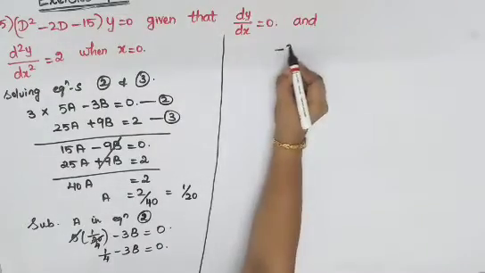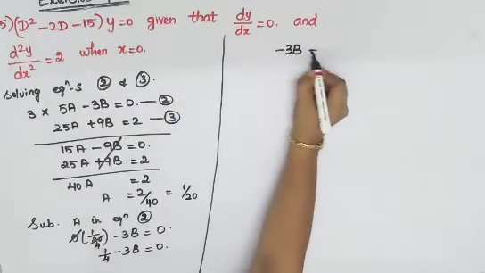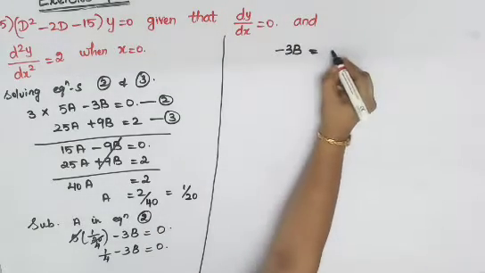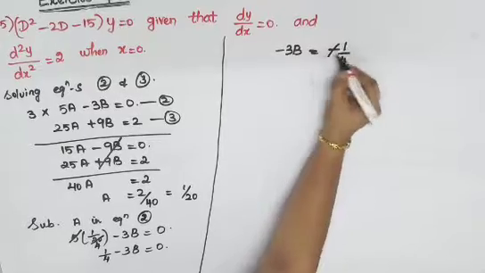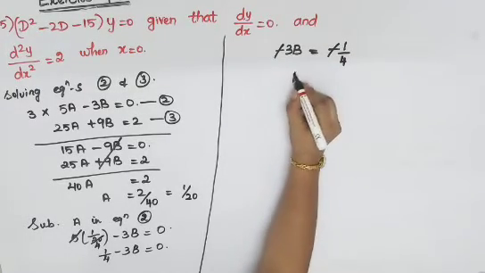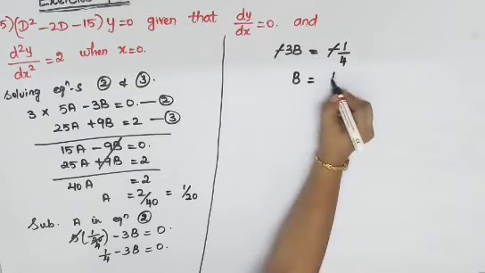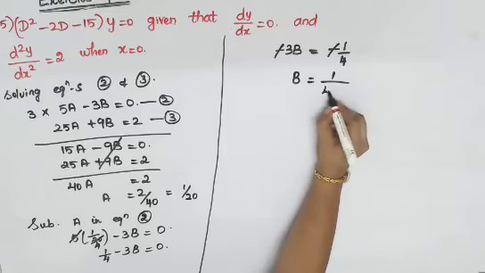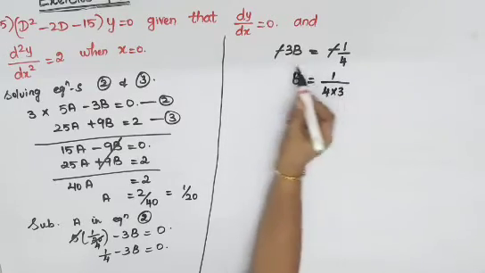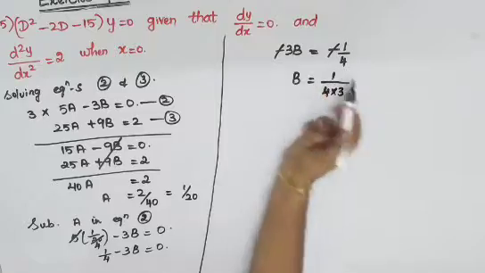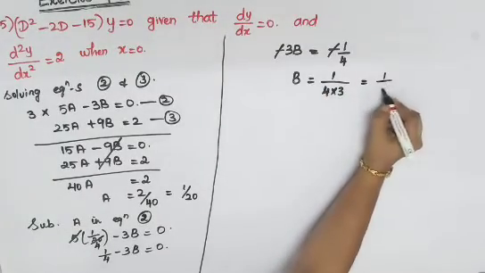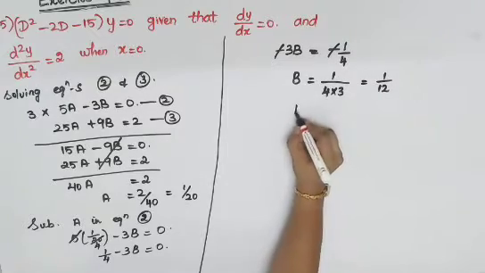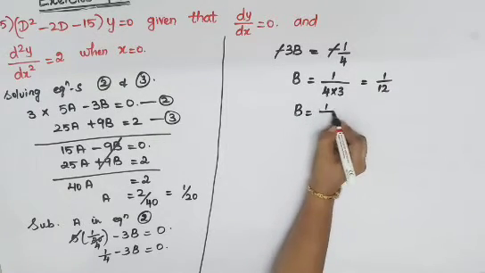Minus 3b is equal to, this 1 by 4 you'll have to bring towards your right hand side, so it will become minus 1 by 4. So minus and minus you can cancel. So b is equal to 1 divided by 4 into 3, because this is in the numerator. When you are bringing it towards your right hand side, it will come to the denominator. So that is equal to 1 divided by 12. So your b is equal to 1 by 12.